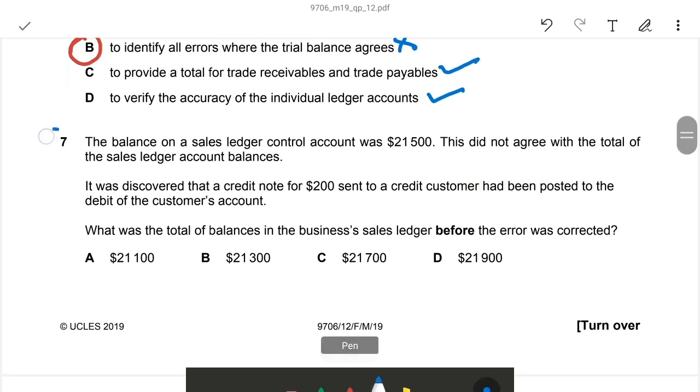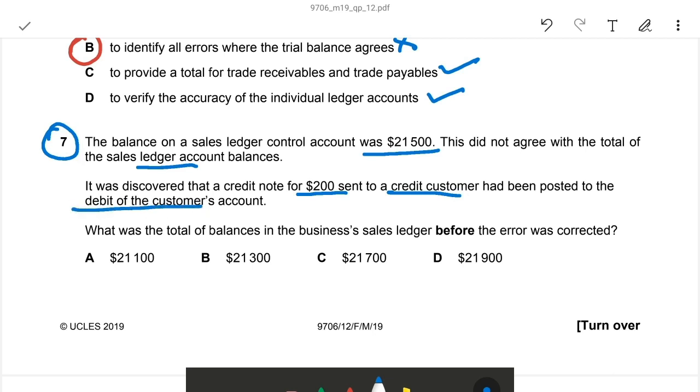Question 7. The balance on a sales ledger control account was 21,500. This did not agree with the total of the sales ledger account balances. It was discovered that a credit note of 200 sent to a credit customer had been posted to the debit of the customer account. Actually, it should have been entered on the credit of the customer's account. So what was the total balance in the business sales ledger before the error was corrected?